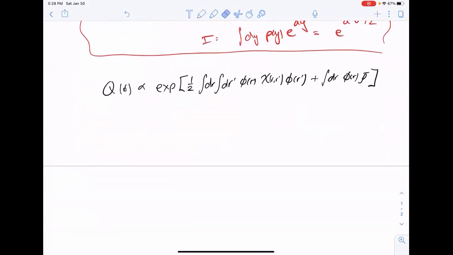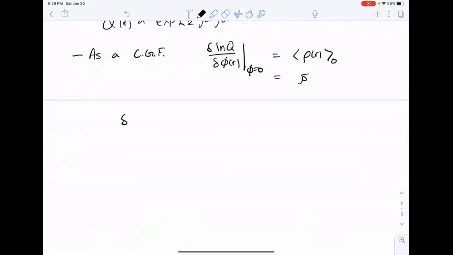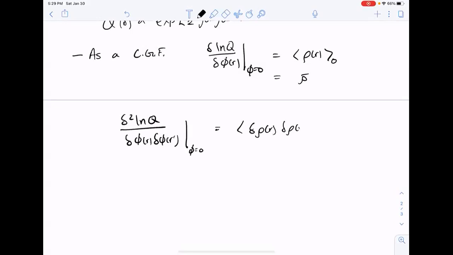And we can convince ourselves that as a cumulant generating function, the functional derivatives of log of Q with respect to phi of r evaluated with phi equal to 0 will generate the cumulants of the density. The first cumulant of the density is just its average. For an isotropic fluid, the average density, there's no conditioning here, is just the bulk density. The second functional derivative of Q with respect to phi of r and phi of r prime, evaluated where phi is 0, will bring down the second cumulant, in this case the correlation between fluctuations of rho at r and fluctuations of rho at r prime.